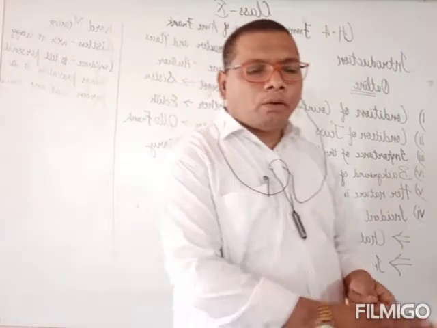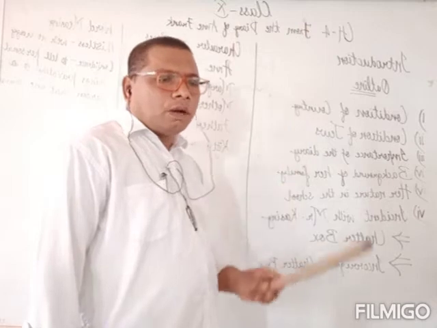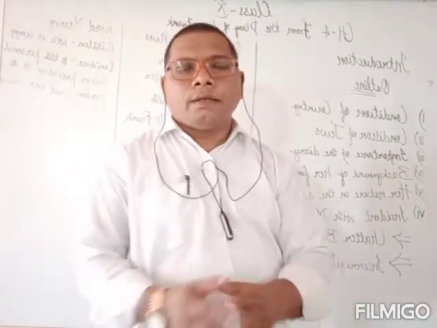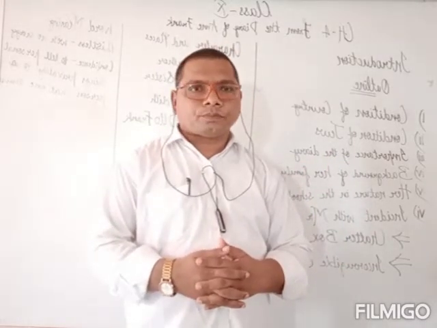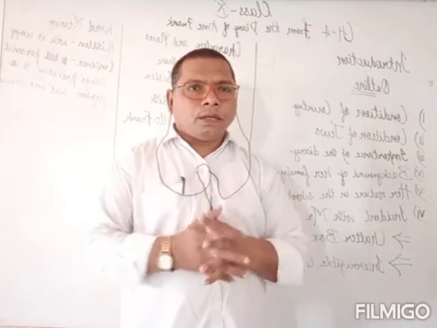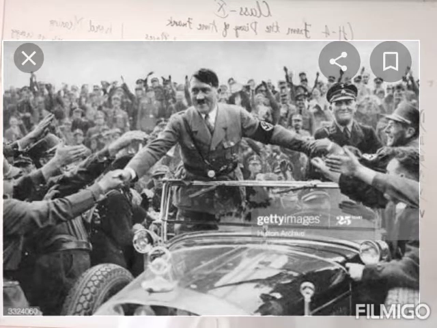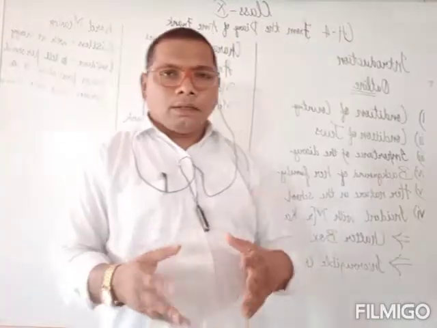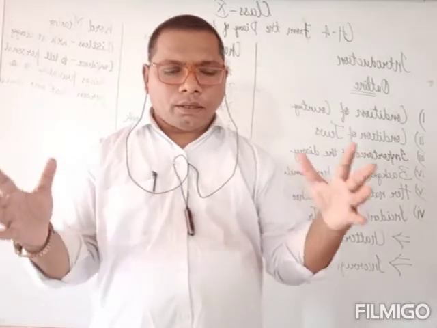Let me tell you about the conditions. First point is the condition of the country. What was the condition of the country when Anne and her family were living in Germany? Especially, there was a particular group called the Nazis. It is a political group. The main leader of this group was Hitler, and the whole of Germany was being ruled by this particular party, the Nazis. That was the political condition of the country.